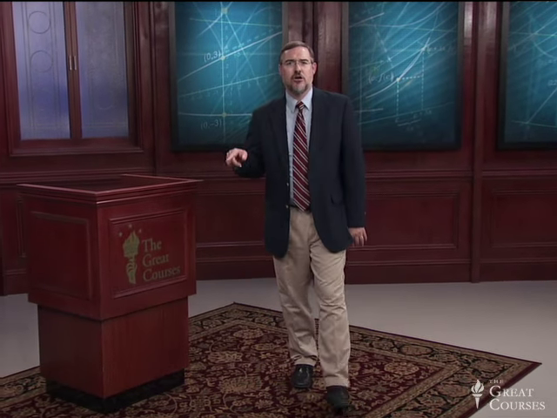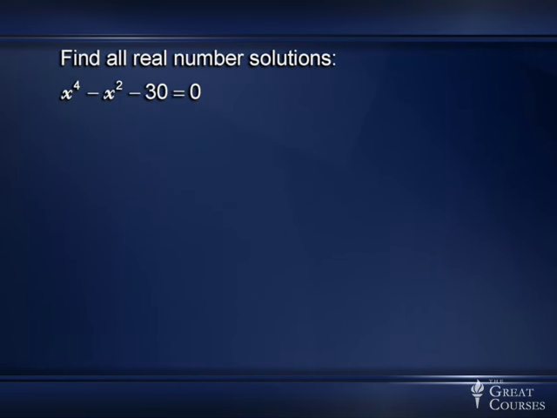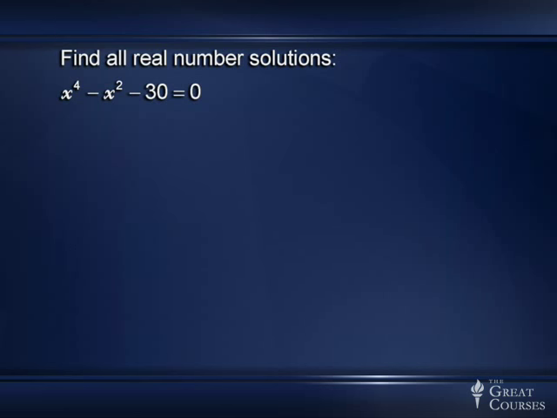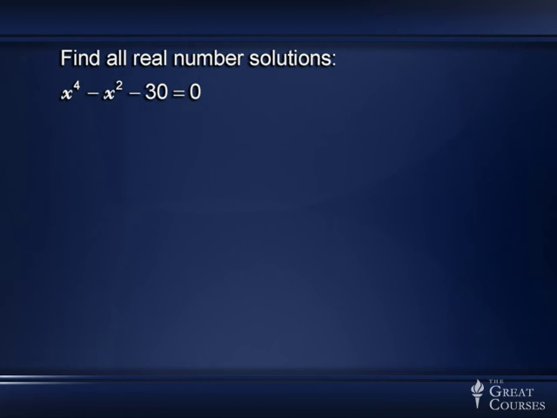Now, I'd like to close with one more example of how to see these polynomial equations, just to make sure that we've got the right idea in order to do these. So here's the example. Find all the real number solutions of x to the 4th minus x squared minus 30 equals 0. Now notice something, there's no common term to factor out. So that whole thing I've been telling you about factor out common term, well, there isn't one. So I'm going to skip that.